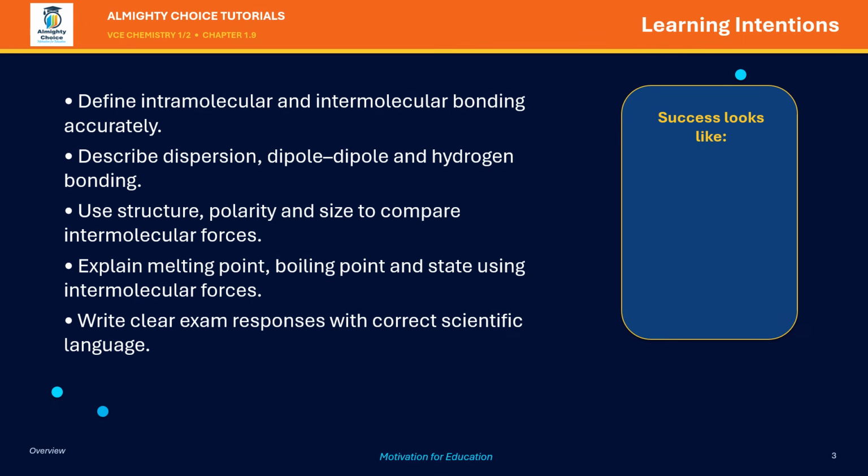By the end of the lesson, you should be able to define intramolecular and intermolecular bonding accurately. You should also be able to describe dispersion, dipole-dipole, and hydrogen bonding, and then use the structure, polarity, and size to compare substances. Success today means you identify the force, compare its strength, explain the effects, and justify your answers using correct chemistry language.